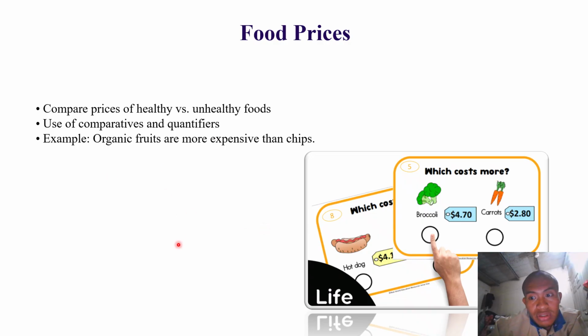If you just have $5, you cannot buy many things. So consider the price. What can you buy at the moment? Organic fruits are more expensive than chips. This is really true because organic fruits are healthy.